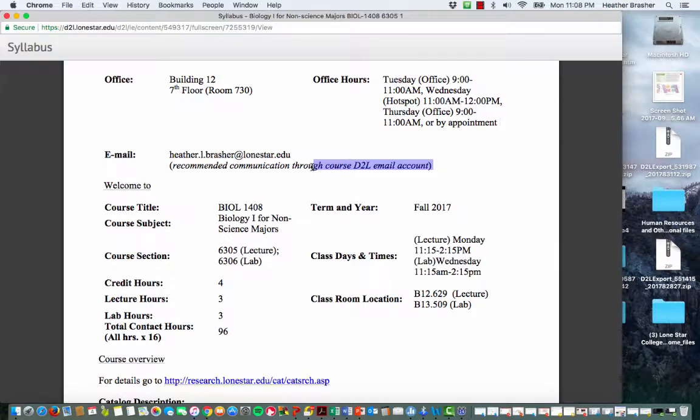Now, besides texting, the recommended mode of communication, just for your record, is to go through the D2L email account. This is the online platform where your course is established. Please, please do not email me at my lonestar.edu account. I get anywhere from a measly 10 emails a day to up to about 35 or more, and sometimes students' emails get lost. They can also get pushed to a hidden special account that I'm not sure how to access. So the most direct means of communication for me is through D2L.